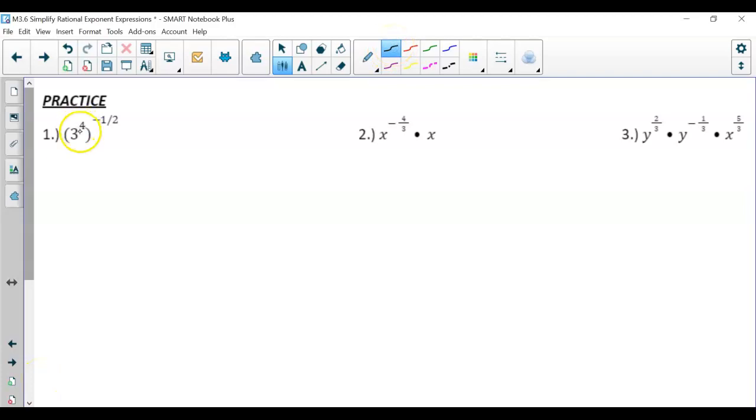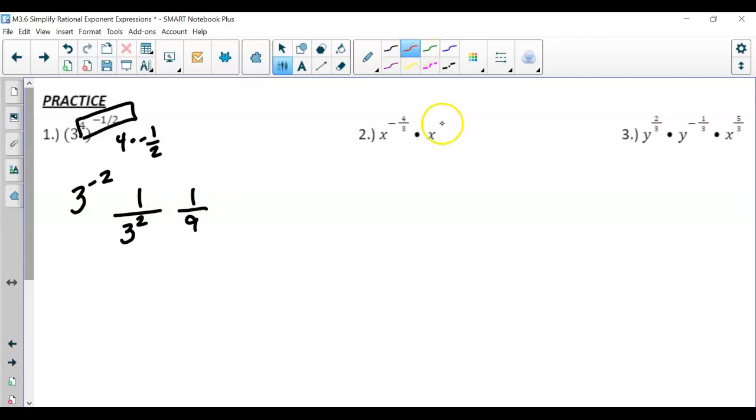For the first problem, you just have a power to a power, so you were supposed to multiply 4 times negative 1/2, which is 3 to the negative 4/2, or negative 2, which is the same as 1 over 3 to the second power. And then for those who took it a step further, this is 1 over 9, 3 to the second power.